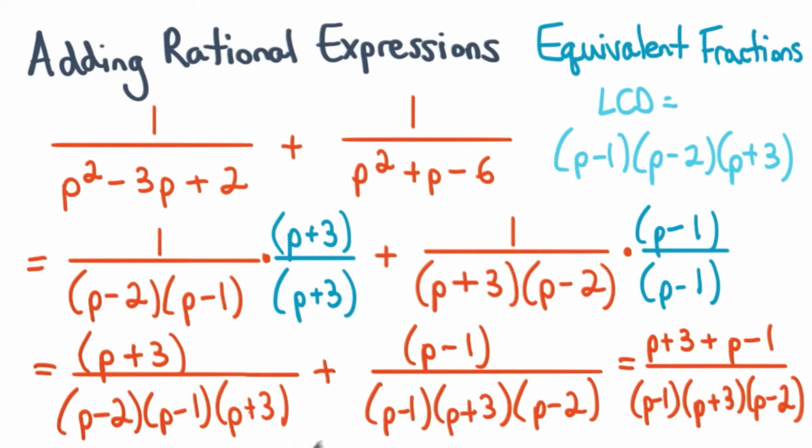Now that the two fractions have like denominators, we can simply add the numerators together. We add the like terms, the p's and the constants. 1p and 1p would equal 2p, and positive 3 and negative 1 would equal positive 2.